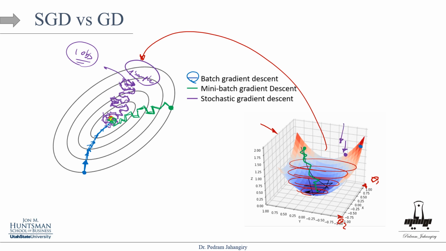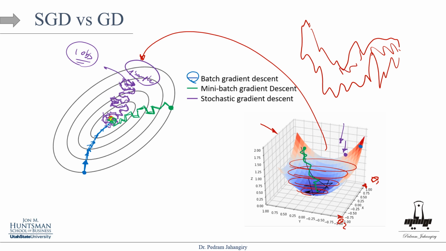In the later parts of the course, we are going to visualize some of the cost functions in neural networks, and it's going to be super noisy. It's a surface like this, and then you're trying to minimize over this. So for that, we need to go even beyond stochastic gradient descent.